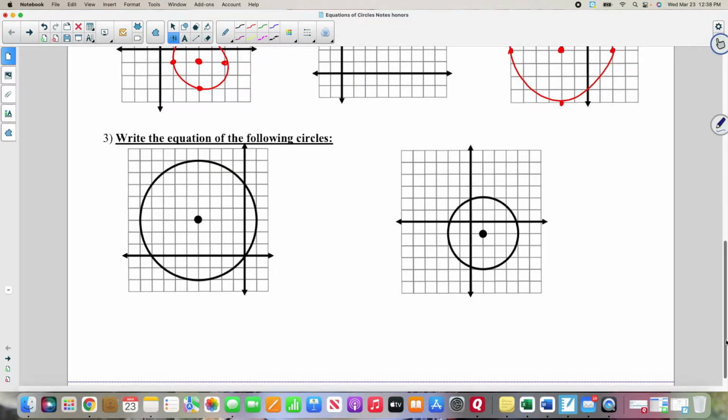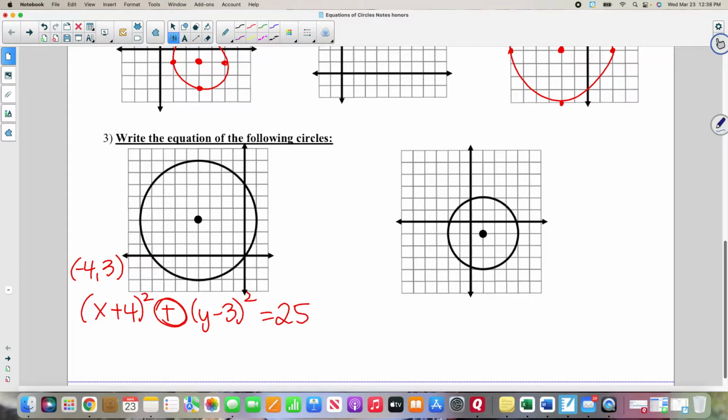All right, this bottom part says write the equation of the circle. So we're just doing it backwards. So what is the center here? 1, 2, 3, 4. The center is -4, 3. So when I put that in the equation, I do x plus 4 squared. This right here is always plus. Y minus 3 squared, and then it's radius squared. So the radius is 5, so you're going to put 25.